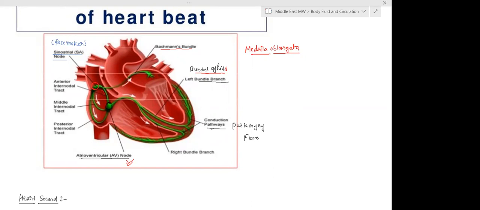Got it? And you must have heard that a particular person had open heart surgery and got a pacemaker. When this natural SA node is damaged, what happens? An artificial battery is put over here. That is called an artificial pacemaker.